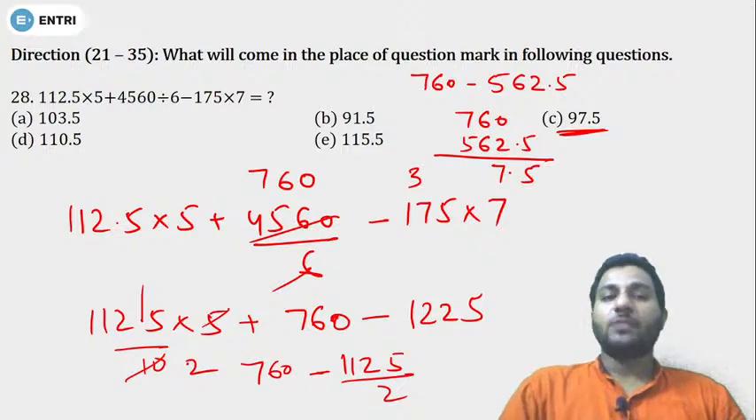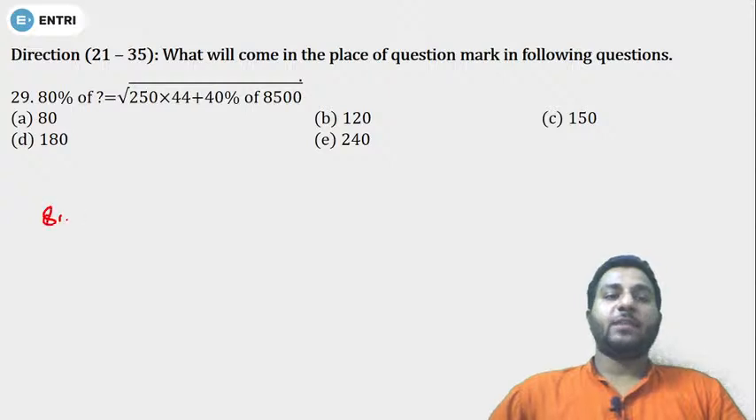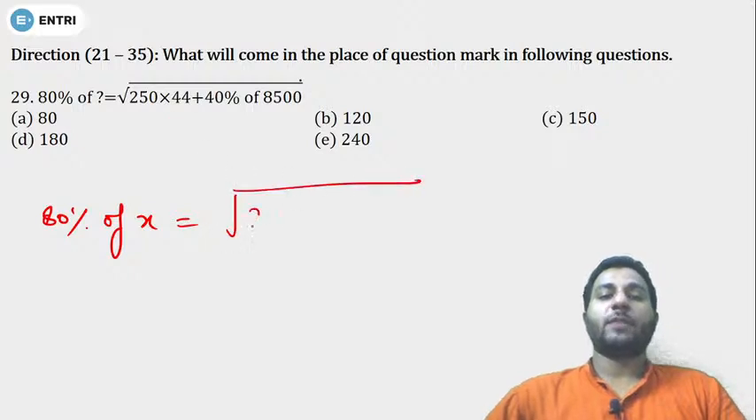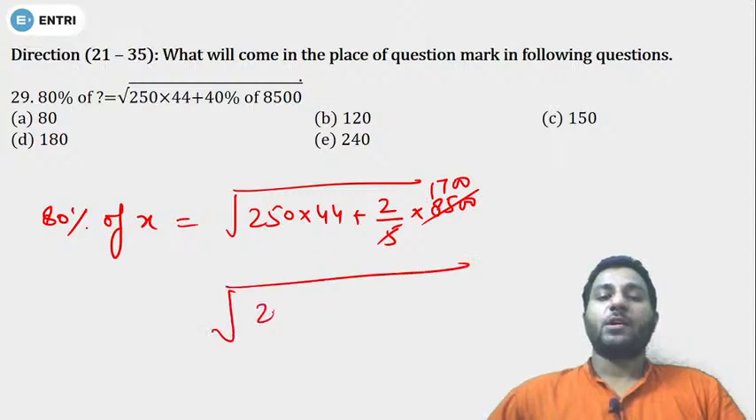So I'm telling you the shortest way to solve the question. Next, 80% of x equals to, look at this, 250 into 44. Do not multiply. 250 into 44. 40% means 2 by 5 into 8500. So which means 1700, so 3400. 250 into 44 multiplies by 3400.